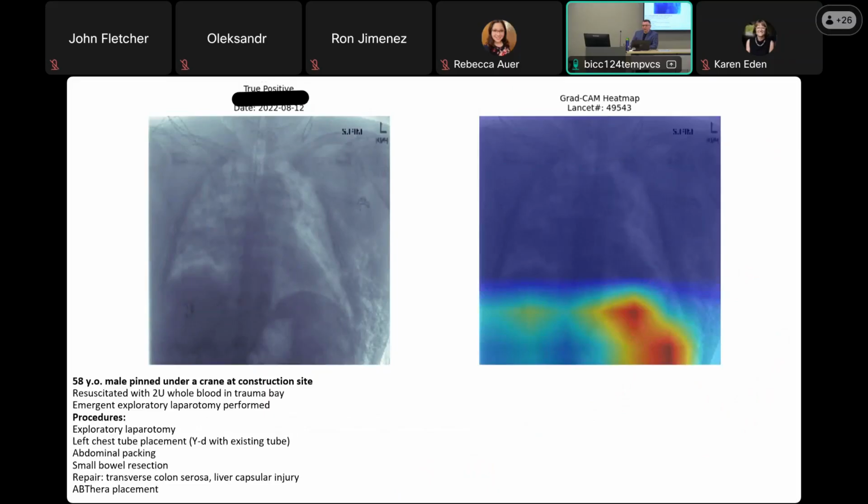It's a 50-year-old gentleman who was pinned by a crane. And you can see the area of activation right here. He came in from the construction site. He required 2 units of whole blood transfusion in the trauma bay. And then he was urgently moved to the operating room for the XLAP procedure, exploratory laparotomy. So they opened the stomach. They removed part of the bowel, sutured it back together. And that's how he survived. But as you can see on the chest X-ray, I cannot see any injury, but the machine picked up something.